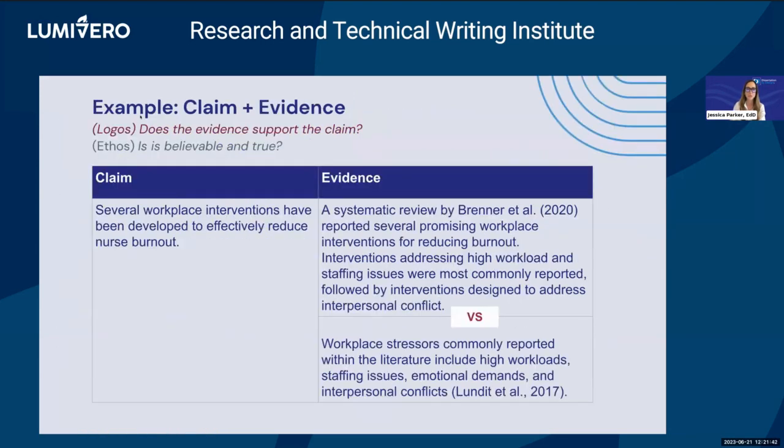So I can show you the logos and the ethos, those rhetorical appeals. I just chose one of those subclaims: Several workplace interventions have been developed to effectively reduce nurse burnout. I want you to take a moment and read the evidence here. I have this piece of evidence, and then I put in a totally separate piece of evidence. I put the versus because what I would like you to consider is which of these pieces of evidence are appropriate for supporting the claim. So I'll give you a moment to read this.